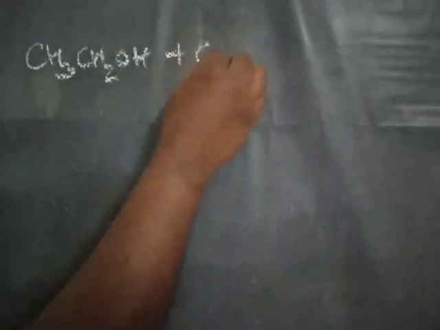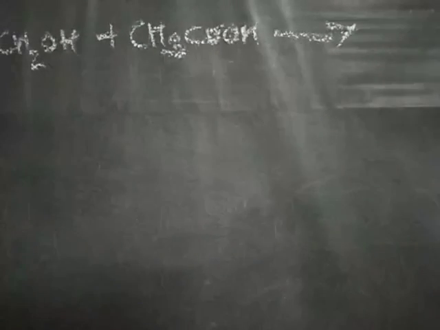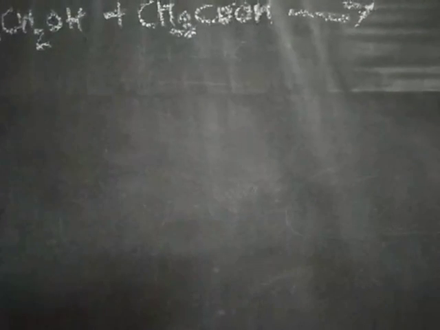Fourth one, esterification. The reaction of alcohol with carboxylic acid, acetic acid, in the presence of concentrated sulfuric acid, gives a substance with a fruity odor. This compound is called an ester and the process is called esterification.